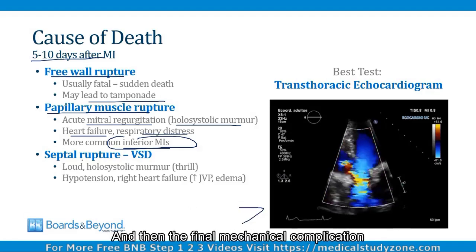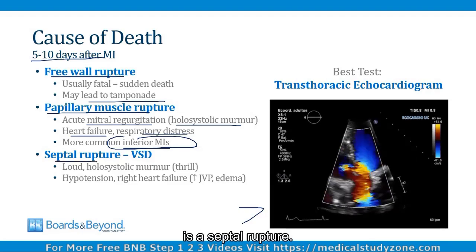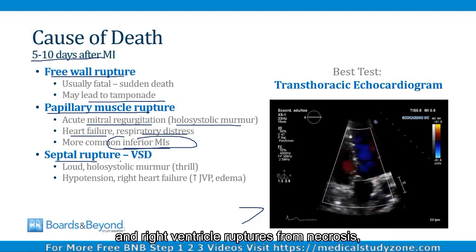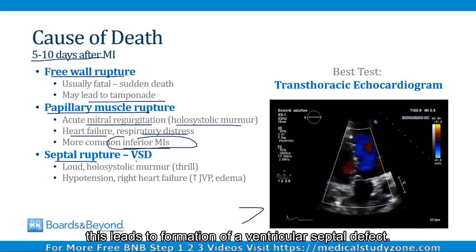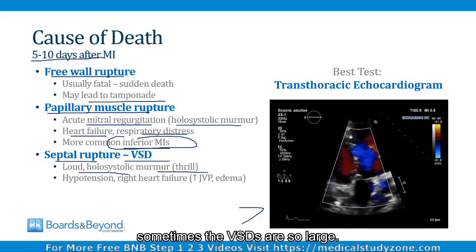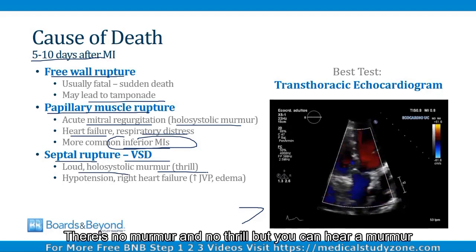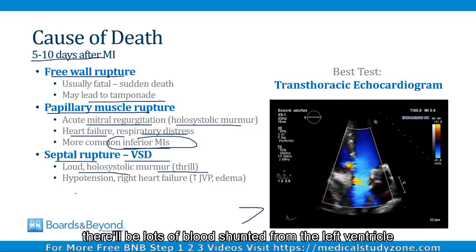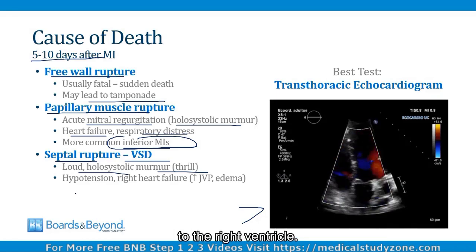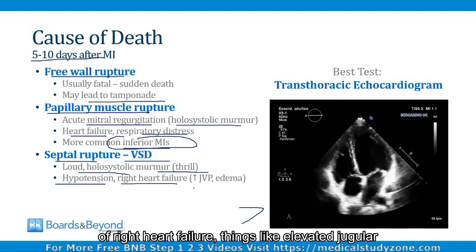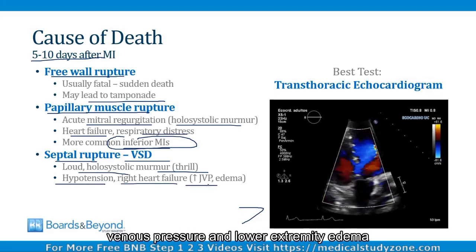And then the final mechanical complication is a septal rupture. If the left ventricular septum between the left and right ventricle ruptures from necrosis, this leads to formation of a ventricular septal defect. This can cause a loud holosystolic murmur with a thrill. Sometimes the VSDs are so large there's no murmur and no thrill, but you can hear a murmur and a thrill in some cases. And if the VSD is large enough, there'll be lots of blood shunted from the left ventricle to the right ventricle. This will lead to hypotension and evidence of right heart failure, things like elevated jugular venous pressure and lower extremity edema.